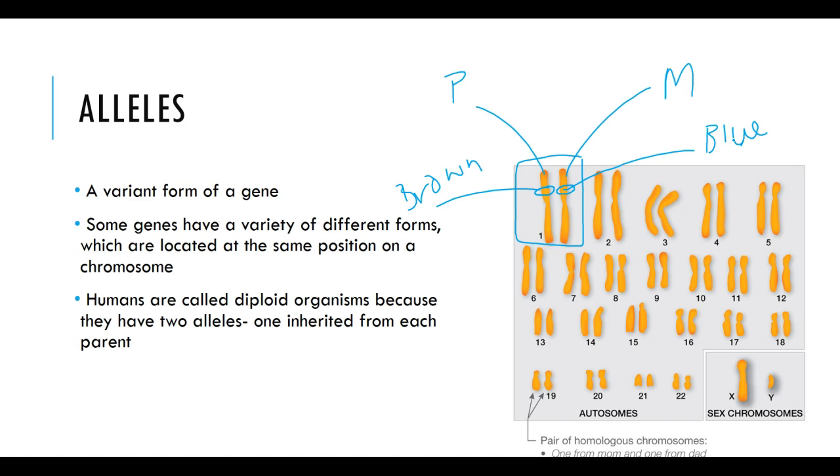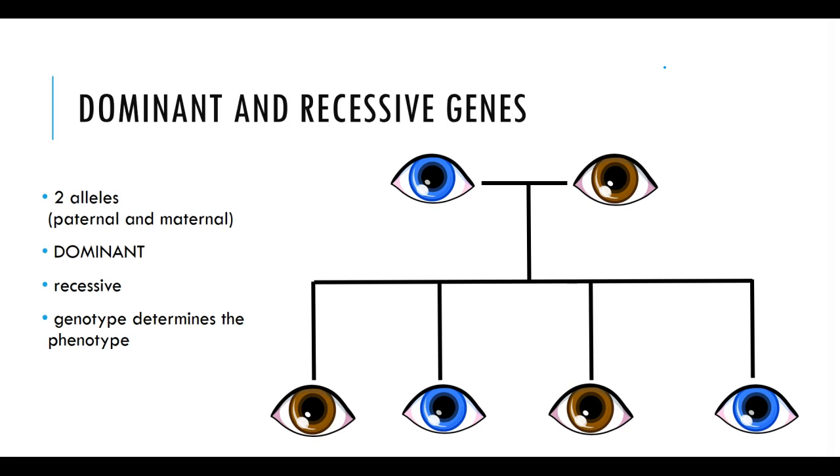And this then leads us into the dominant and recessive traits. Humans are called diploid organisms because they have 2 alleles. One of them is inherited from the paternal parent and one from the maternal parent. We have a characteristic that we could possibly express from the paternal and another possible characteristic from the maternal. This is why it's called diploid, di meaning 2. This then brings us into dominant and recessive genes.